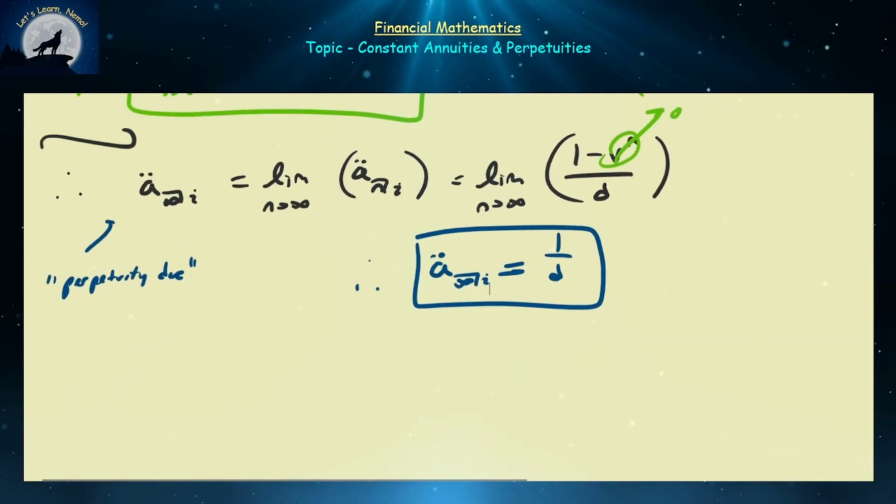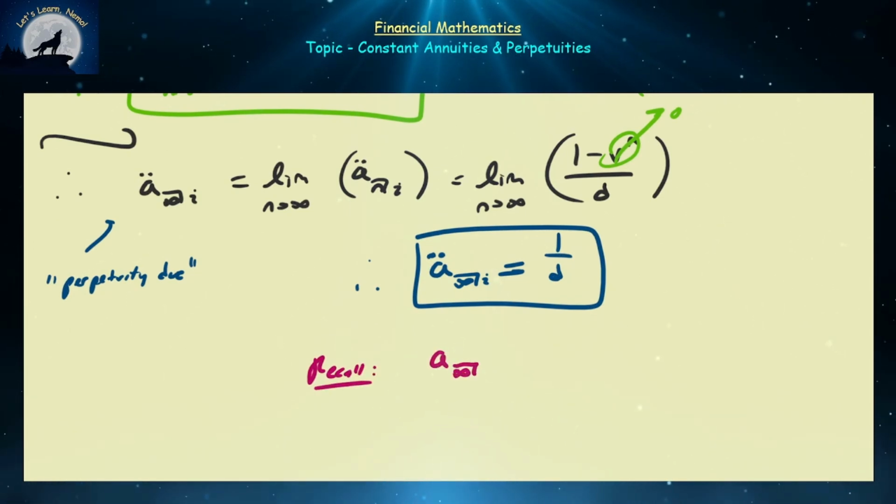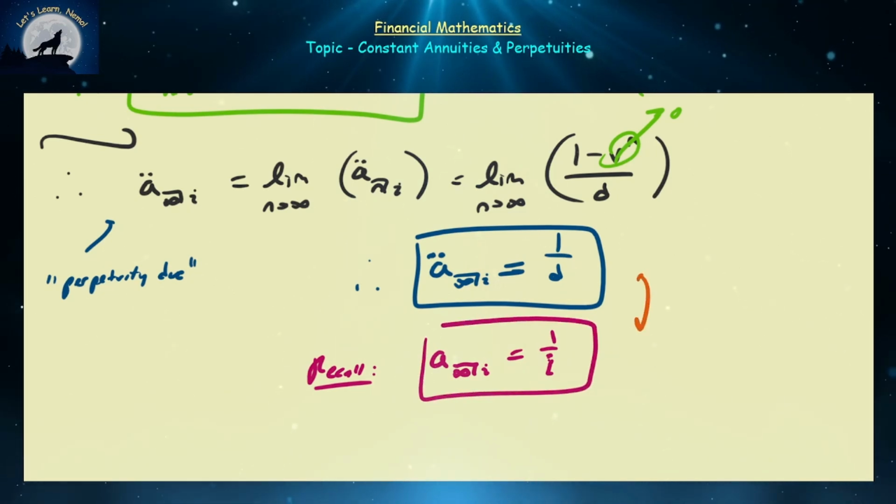And you might think, oh, this is actually pretty interesting, because if we recall what the present value of an annuity immediate is, that was just equal to 1 over the effective interest rate. So these are actually very, very related to each other, at least from the perspective of mathematics.